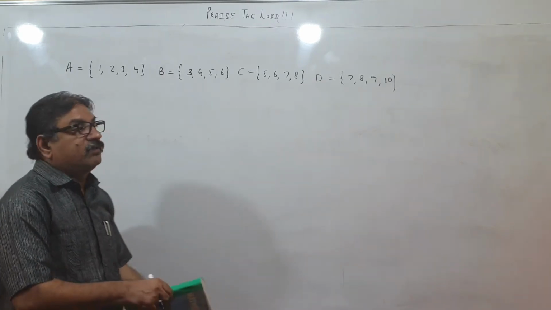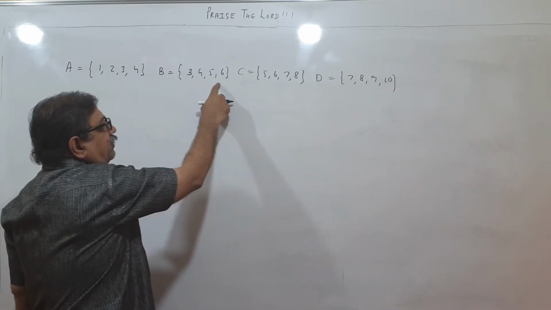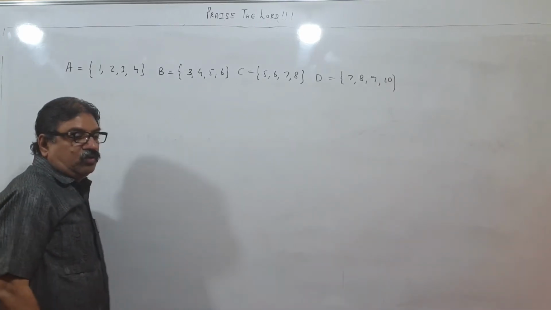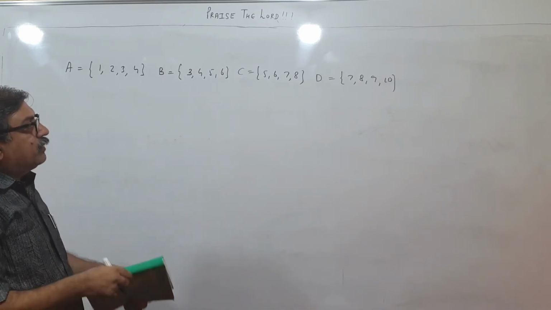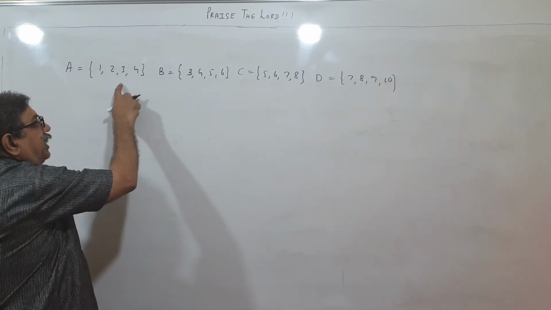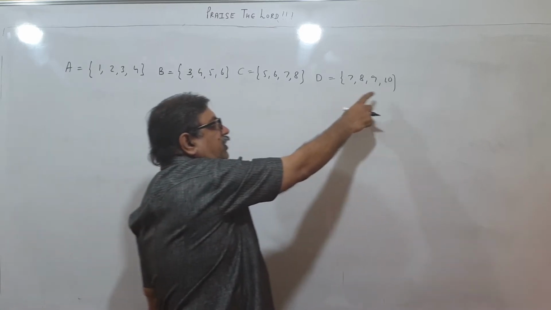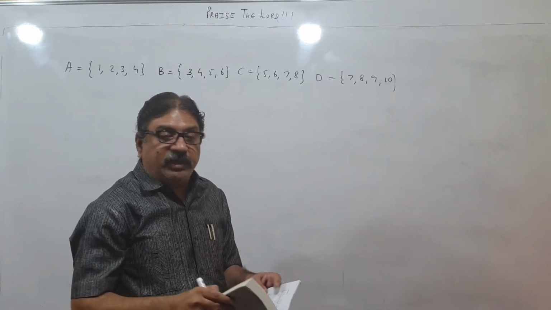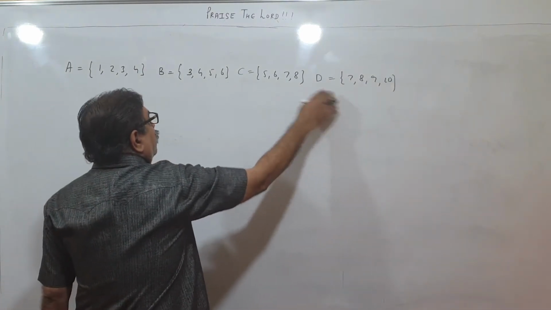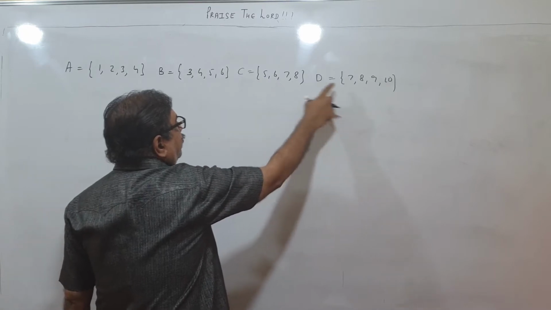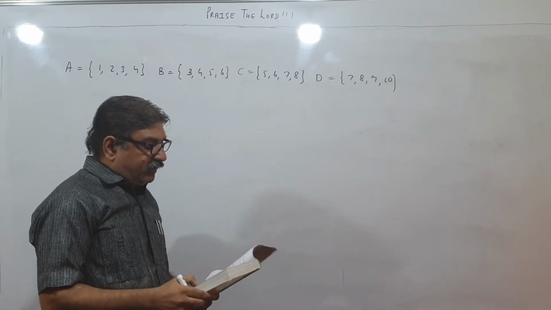A union B union C, all the 3 union: 1, 2, 3, 4, then 5, 6 and 7, 8. So 1, 2, 3, 4, 5, 6, 7, 8. That is A union B union C. A union B union D: 1, 2, 3, 4, 5, 6, 7, 8, 9, 10. B union C union D, union of these 3: 3, 4, 5, 6, 7, 8, 9, 10. That is about union. I think that's easy.